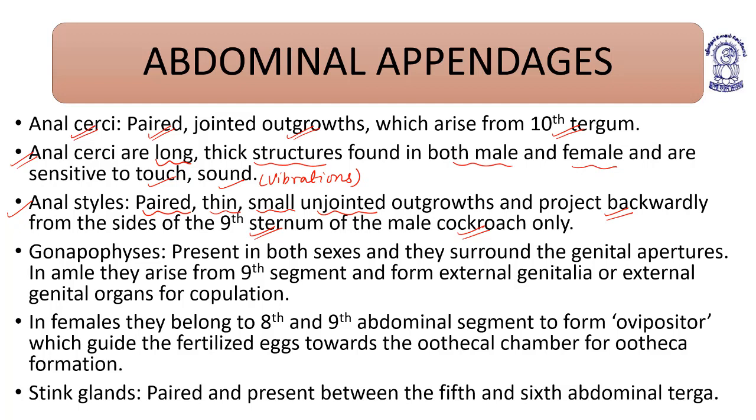Anal cerci are paired, jointed outgrowths which arise from the 10th tergum. They are long, thick, and present in both male and female cockroaches, and they are sensitive to touch, sound, and other vibrations. Now, anal styles are paired, thin, small, unjointed outgrowths which project backwardly from the sides of the ninth sternum of the male cockroach only.